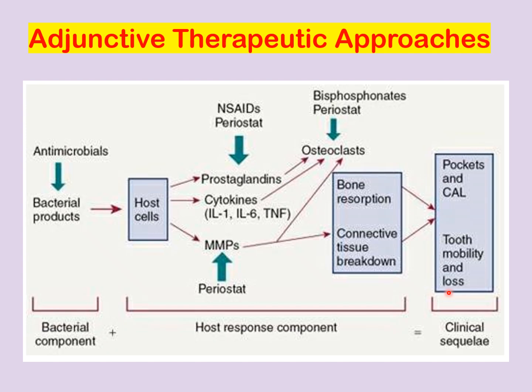The HMTs act on the host response component. For example, NSAIDs reduce the production of prostaglandin. Periostat inhibits MMP activity. Some agents reduce prostaglandin production and inhibit osteoclasts, and bisphosphonates inhibit the osteoclasts, thereby reducing bone resorption. So along with the conventional periodontal treatment, HMTs reduce the periodontal tissue destruction and improve the periodontal healing.